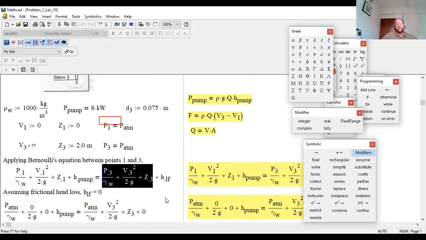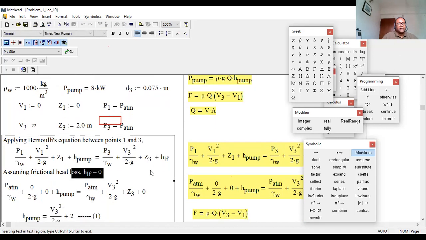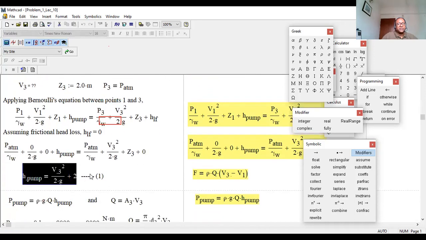Now, you cannot figure out the frictional head loss over here, because for frictional head loss the length of the pipe is needed, and it is not given, right? So we assume that frictional head loss equals 0. Then you put in all the data: V1 is 0, Z1 is 0, atmospheric pressure goes in for P, and HLF equals 0. So you get this equation for H pump.